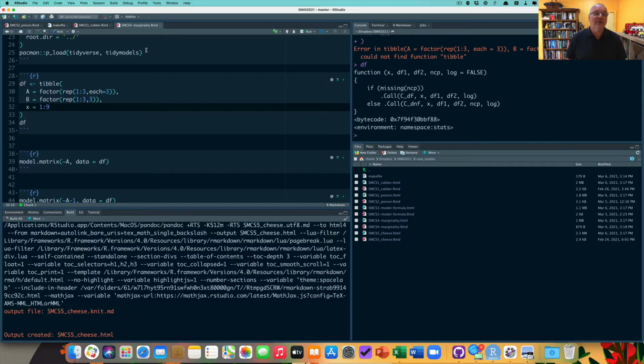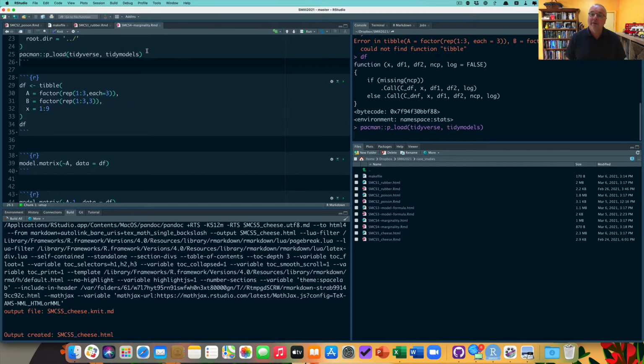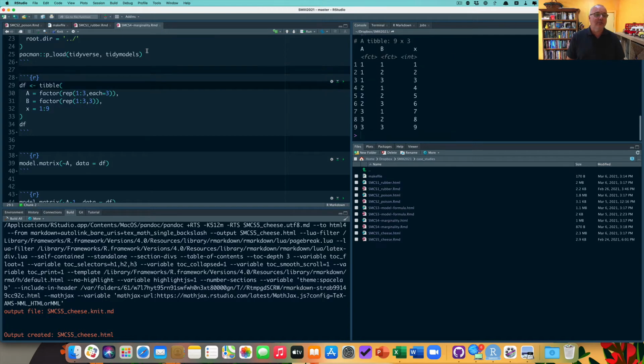Oops, as always, I forget to run my packages. Nice, let's run my data frame. So what I've got in this data frame is two factors, A and B, with 3 levels. A has 1, 2, and 3, and B has 1, 2, and 3. I've got a continuous variable, X, which has the values 1 to 9.